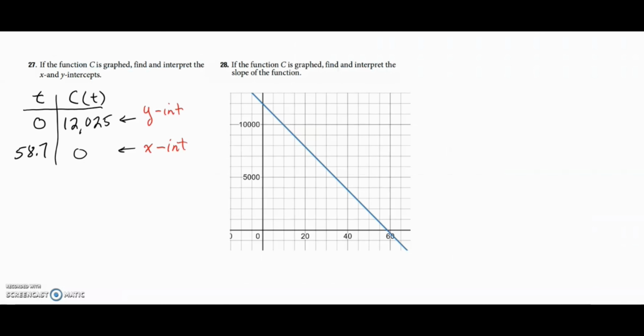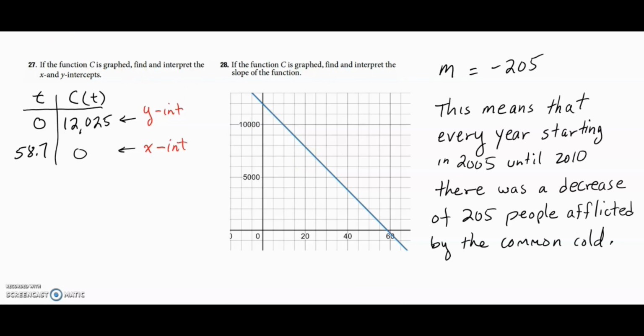Now let's move on to the next part. If the function c is graphed, as we have it here, find and interpret the slope of the function. Now we don't need to calculate the slope because we know what the slope is. The slope was negative 205. But what does that mean? We need to write a sentence on that. So the slope means that every year starting in 2005 until 2010, there was a decrease of 205 people afflicted by the common cold. How about that?